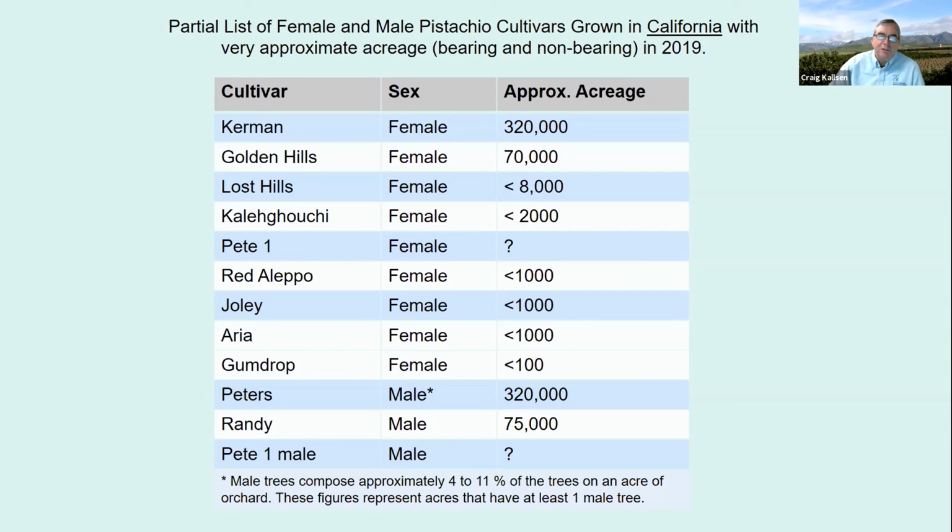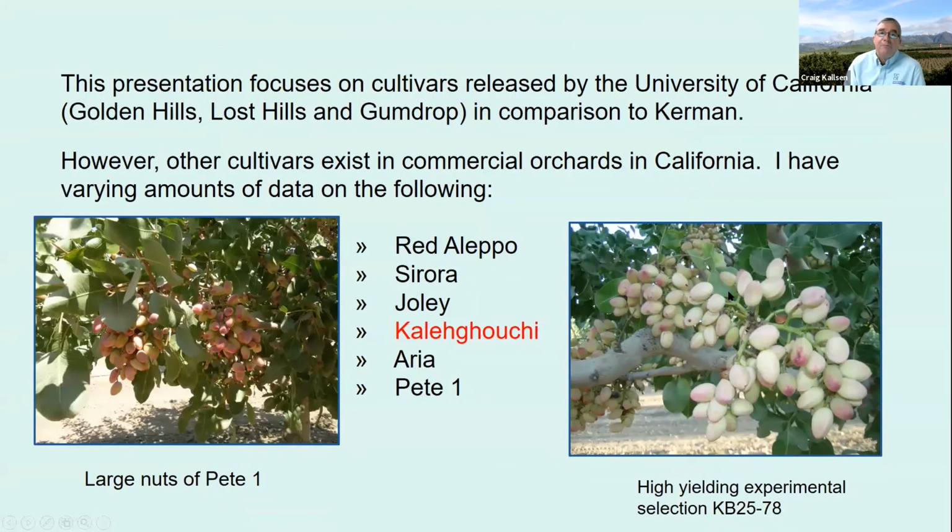But we also note that the tree is dioecious. So since we have 320,000 acres of Kerman, give or take, we have Peters, which is the standard male for Kerman, on roughly 320,000 acres too. And Randy is the dominant standard pollinizer for Golden Hills and Lost Hills. So we probably have Randy on 75,000 acres in California too.